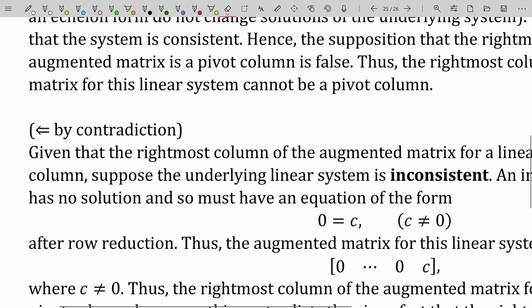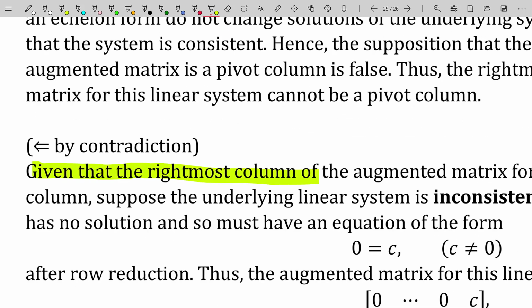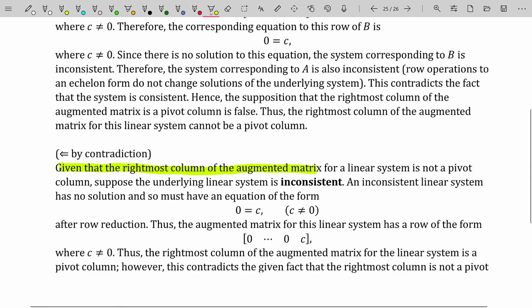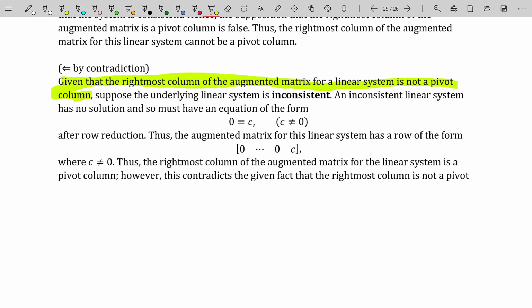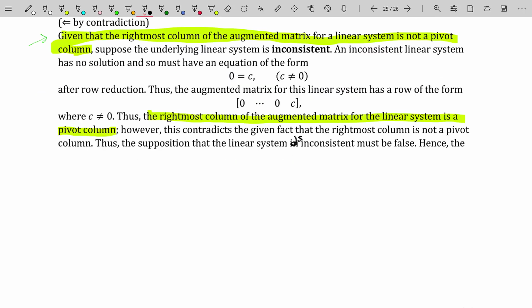However, remember, we're stating given the rightmost column of the augmented matrix for a linear system is not a pivot column, then we're going to suppose the underlying linear system is inconsistent. With that supposition, we arrive at the fact that the rightmost column must be a pivot column. Well, that's contradicting our very first highlighted statement right there. It's a total contradiction. Thus, the supposition that the linear system is inconsistent must be false.